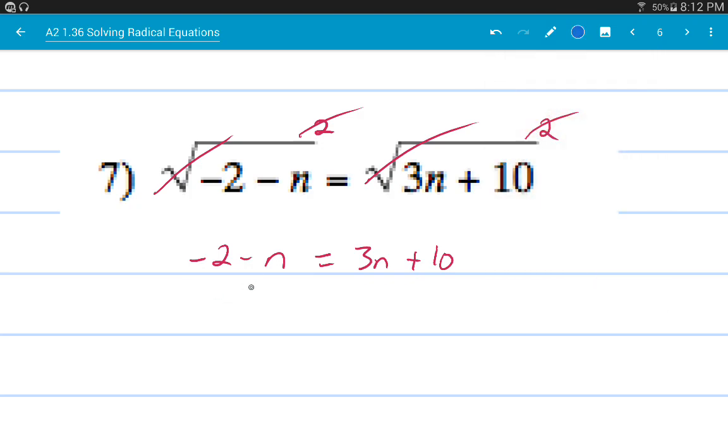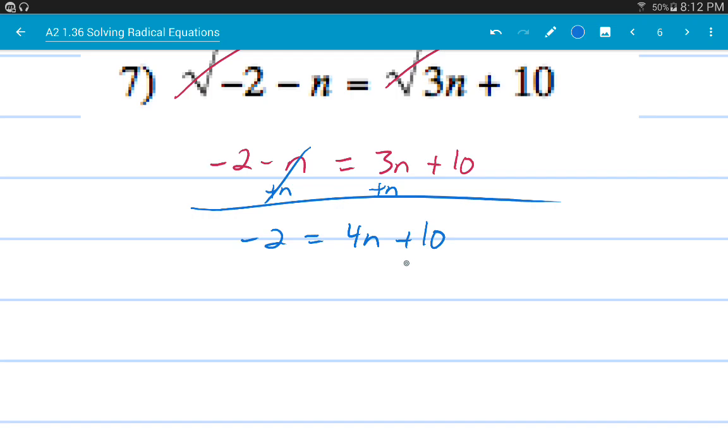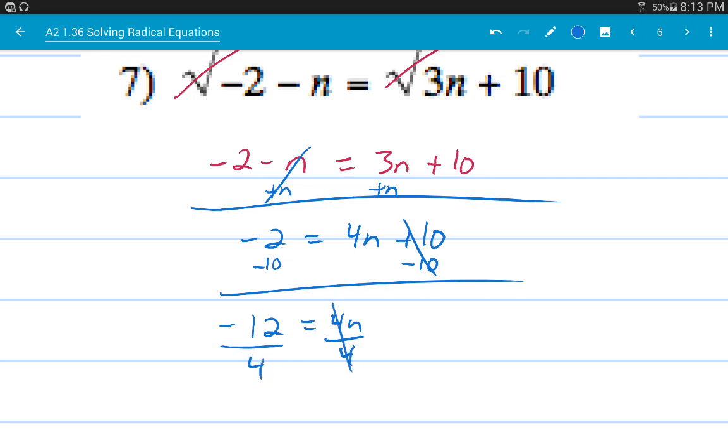I want to get the variable by itself, so let's say plus n. I get negative 2 equals 4n plus 10. I want to get n by itself, so let me get this 10 out of here. Minus 10, minus 10. Negative 12 is equal to 4n. And I'll divide both sides by 4 to get the n by itself. Negative 12 divided by 4 is negative 3.